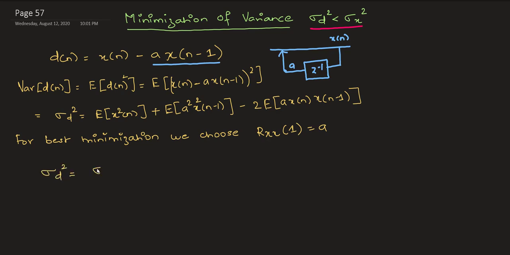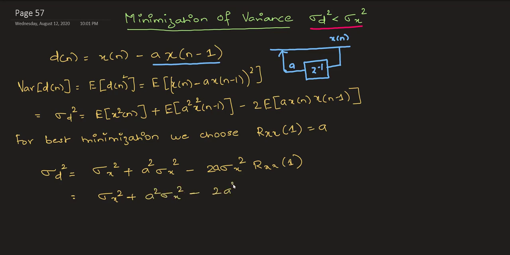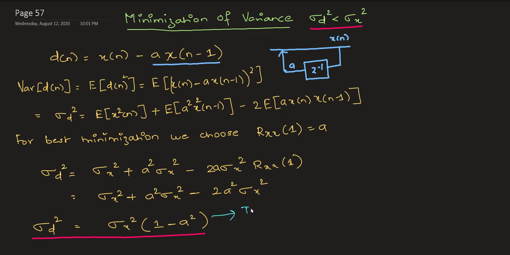What is happening here is the same thing we are going to see exactly. Still that second last equation of sigma x square plus a square sigma x square. For the best minimization, I have chosen Rxx1 equal to a. When I do that, my equation becomes sigma x square into 1 minus a square, and this is a better optimal condition for my quantizer, because now my sigma d square is less than sigma x square if the value of a is between 0 and 1.